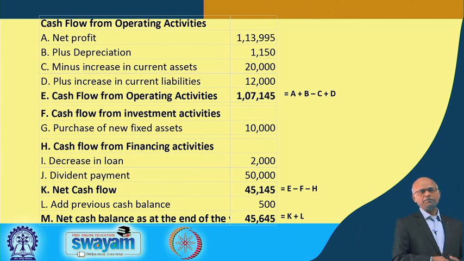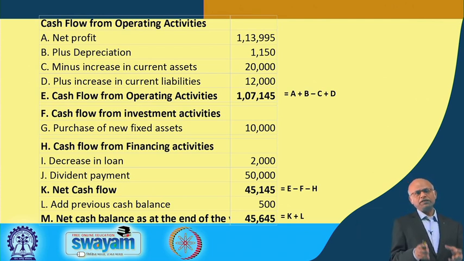So, what is the net cash balance now? 1,07,145 is the positive cash, minus 10,000, minus 52,000. So, it is 45,145, that is E minus F minus H, just refer to it from there. That is why I have given serial numbers, so that you can connect easily. Now, this is your cash position of the year.